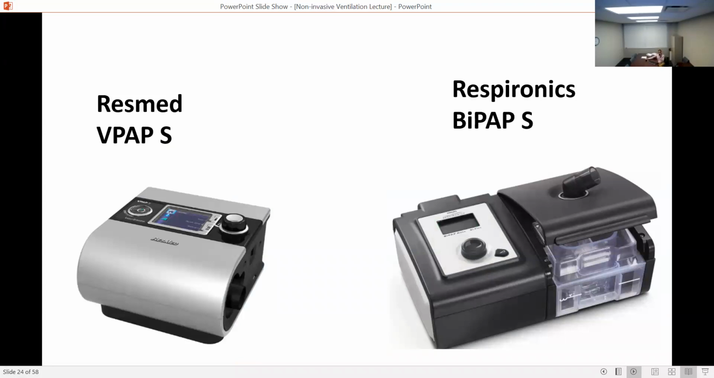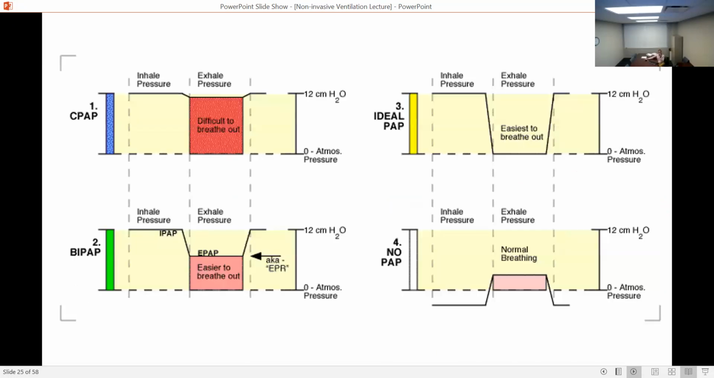And so these are two common devices used, the Respironics BiPAP S and the ResMed S. Those are actually older devices now. Next slide. And again, this just shows the difference between CPAP and bi-level, where with CPAP there's not a big change between the inhalational pressure and exhalational pressure, versus BiPAP, where you see that difference. Next slide.